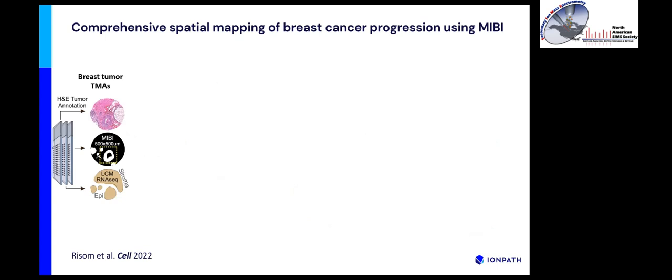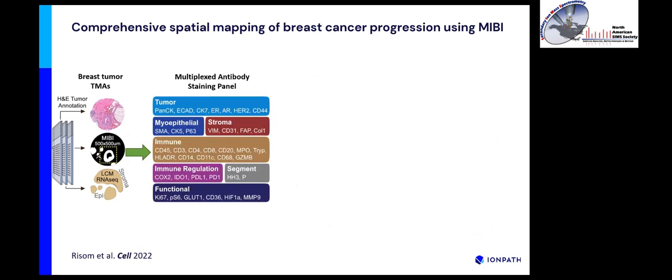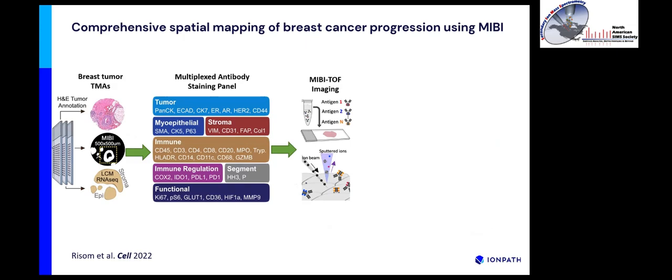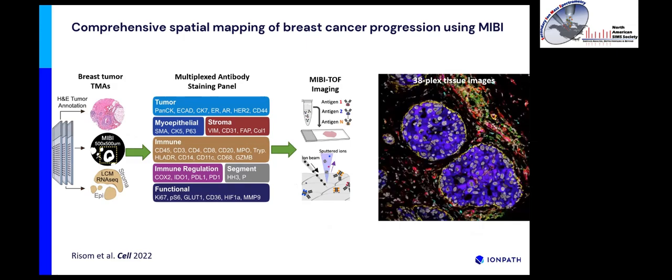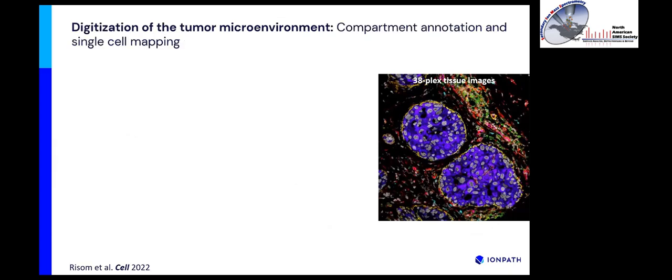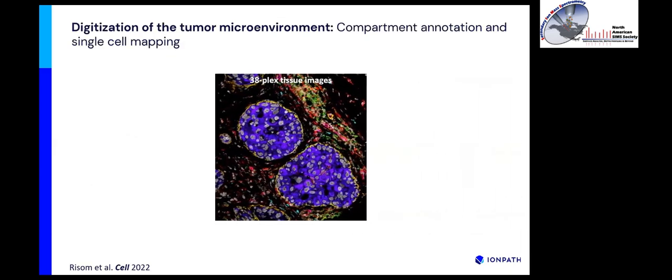And so here, it's a similar workflow to what we've talked about. You've got H&E images. They did MIBI imaging on those with a multiplexed antibody staining panel, as shown here, where they were looking at tumor markers, immune markers, and other structural and functional markers within that panel. Do imaging on the MIBI platform, and then get these 38-plex tissue images.